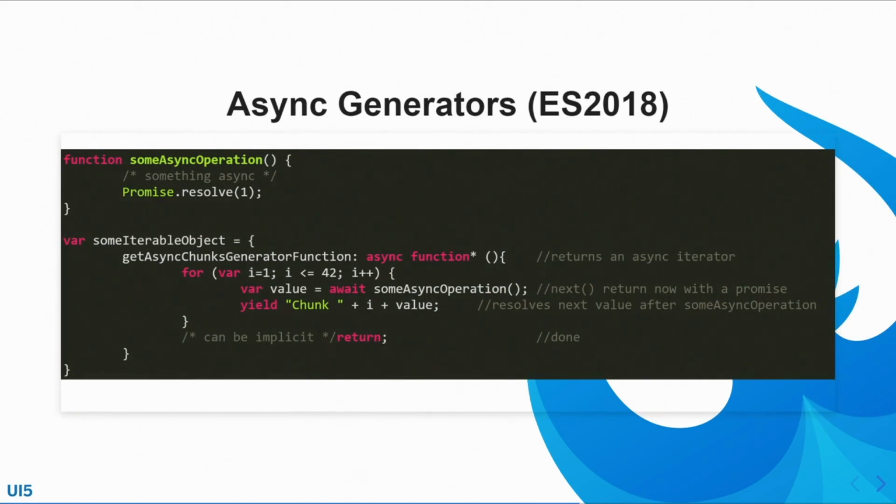Then, of course, to simplify the iterator implementation, we can have a generator for it. You see it again here with the asterisk, and now it's an async generator. It returns the async iterator, which then, when you call next on it, will return a promise that only resolves when you yield some values. So in this case, we'll asynchronously yield the 42 chunks of data until we finally reach the return statement.